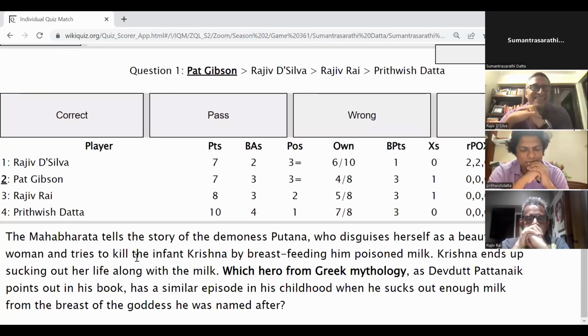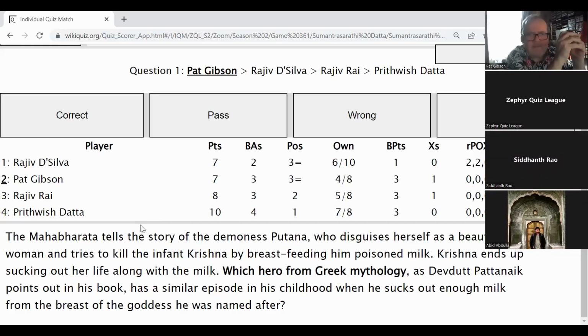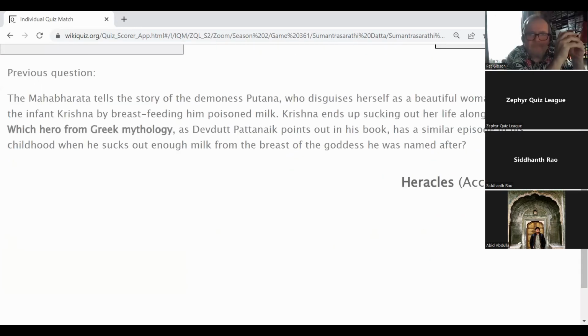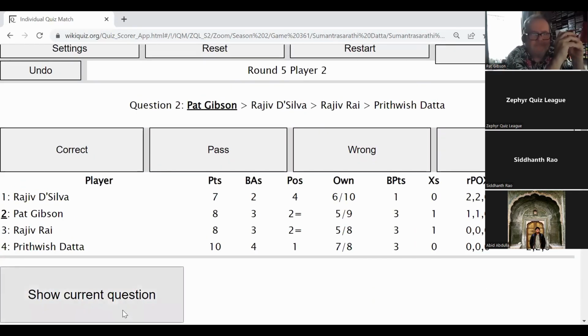The Mahabharata tells the story of the demoness Putana who disguises herself as a beautiful woman and tries to kill the infant Krishna by breastfeeding him poisoned milk. Krishna ends up sucking out her life along with the milk. Which hero from Greek mythology, as Devdutt Patnaik points out in his book, has a similar episode in his childhood when he sucks out enough milk from the breast of the goddess he was named after? Heracles. Hercules being the full answer.